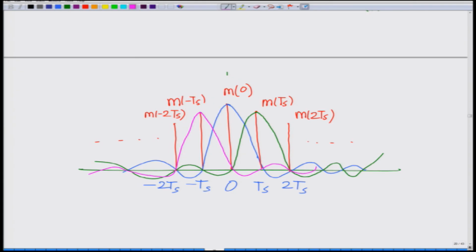And what you can observe from this figure is that the reconstruction is nothing but a sum of shifted sincs. You are taking each sinc function, sinc of fst, shifting it to n times Ts and scaling it by the value of the sample, that is m of n times Ts.